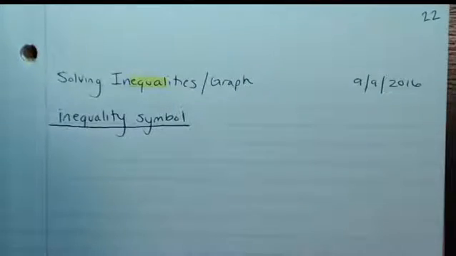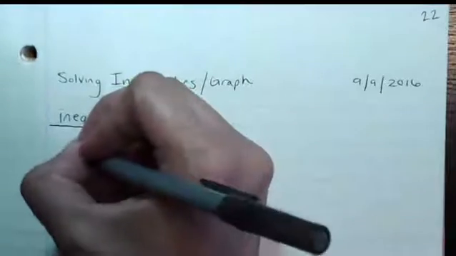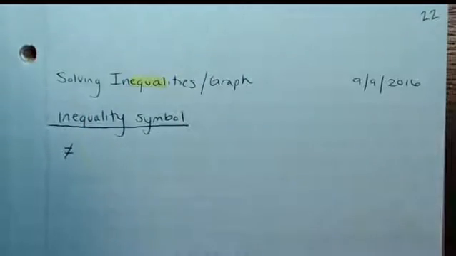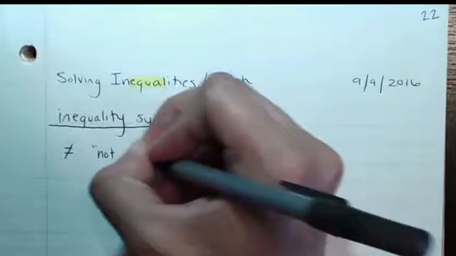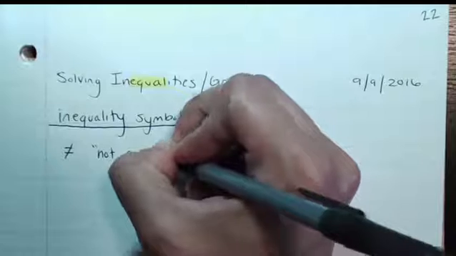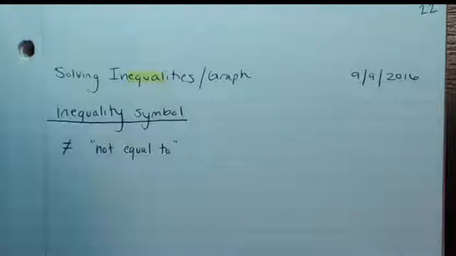Inequality symbols. The first inequality symbol, now inequality just means not equal to, okay? So it has to be something else. So this first one, which is an equal sign with a dash through it, just means not equal to. And we saw that when we were solving equations, when there was no solution, we ended up having two numbers that were not equal to it, so it made a false statement.